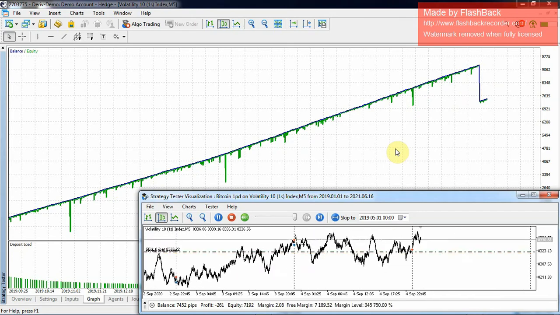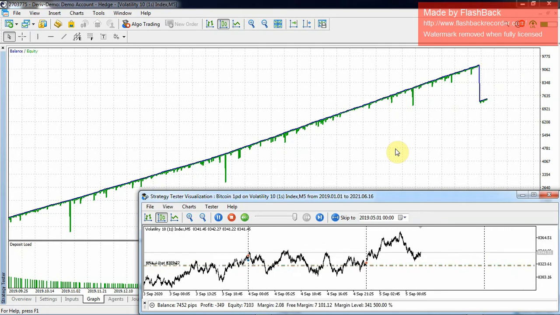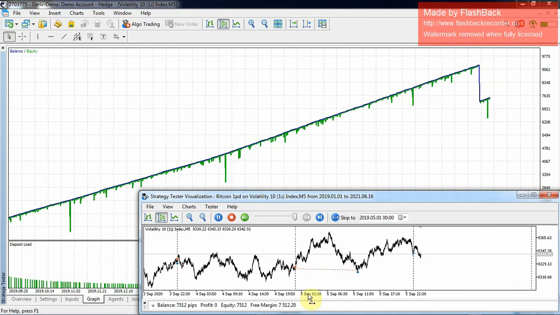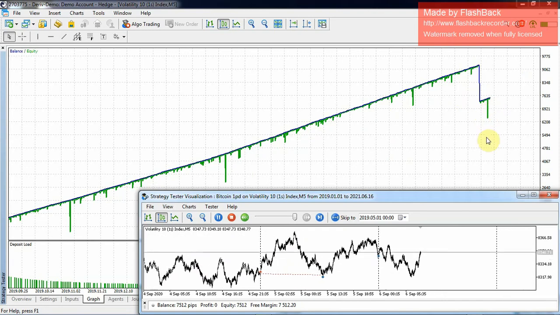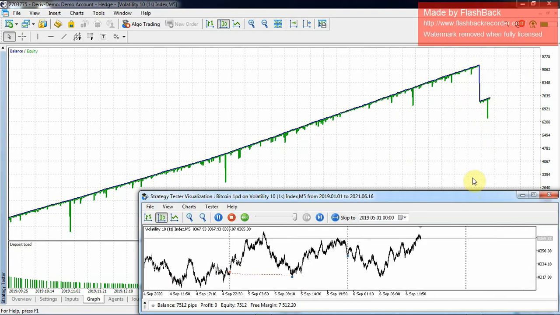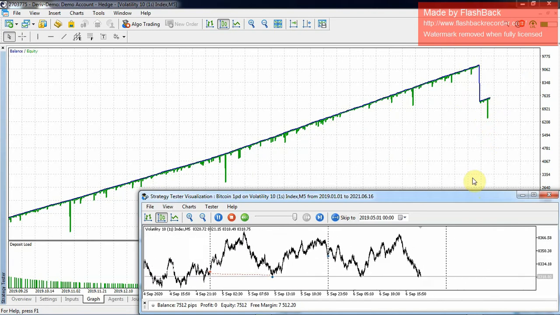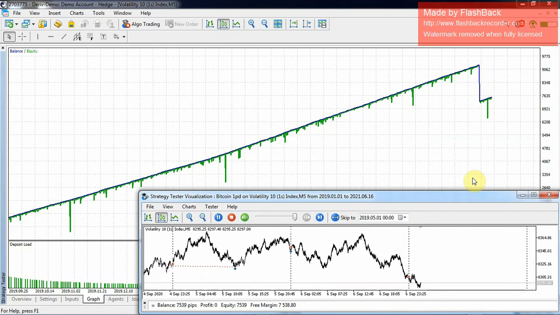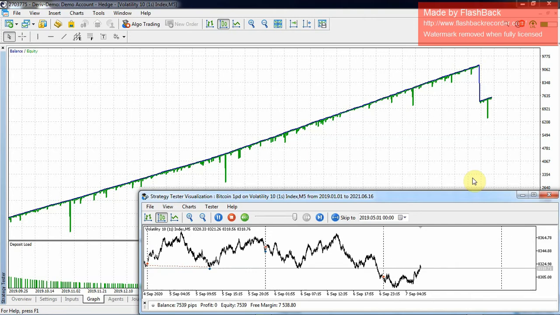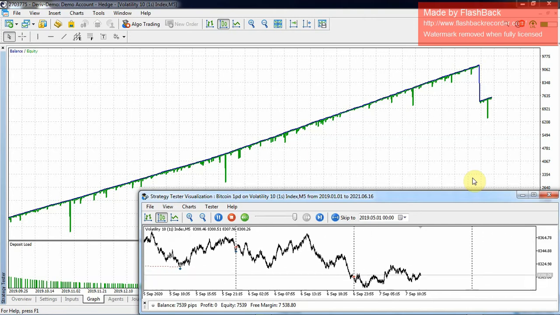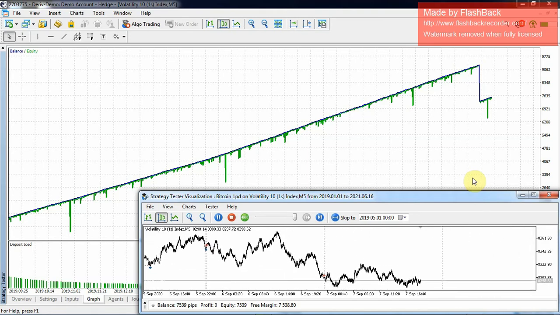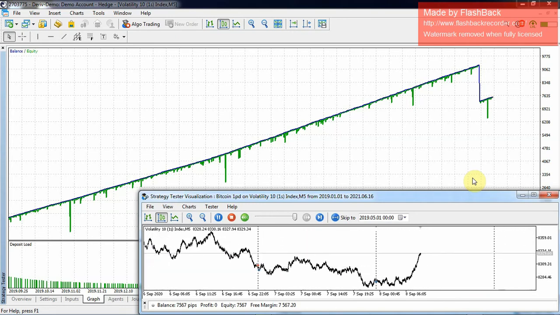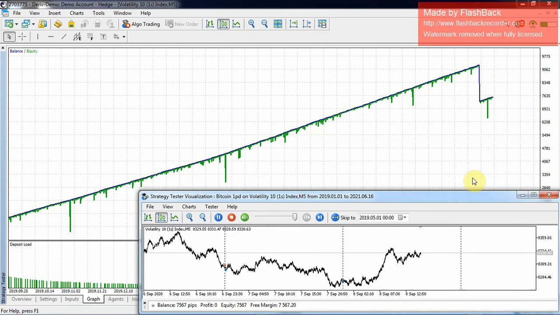September 2020. Almost a year of backtest, from September 2019 to September 2020. It's exactly 1 year of backtest. Only one loss in 1 year.